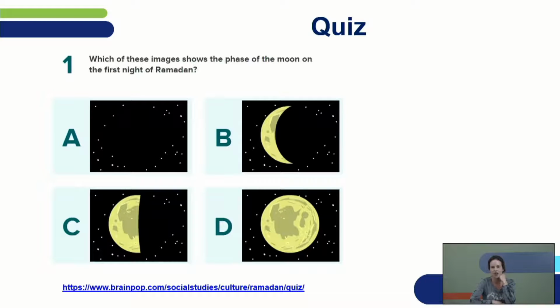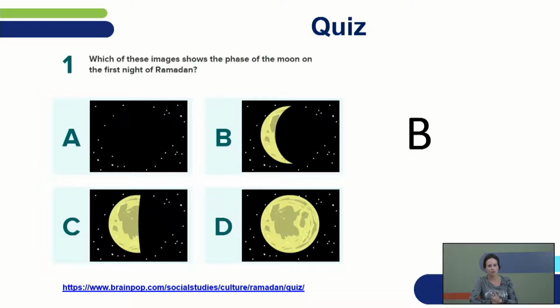Now it's quiz time. So I hope you paid attention to the video we watched. I hope you paid attention to all the things that I said. And let's test your knowledge now, okay? Number one, which of these images or pictures shows the phase of the moon on the first night of Ramadan? Great. B, okay? This is the crescent moon. That shows the first night of Ramadan.